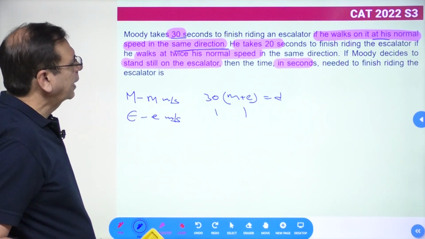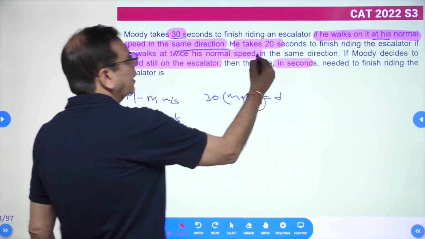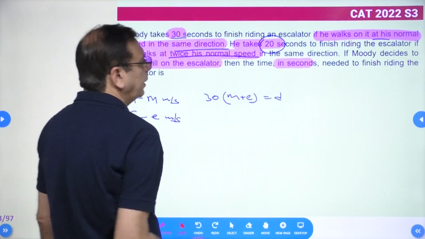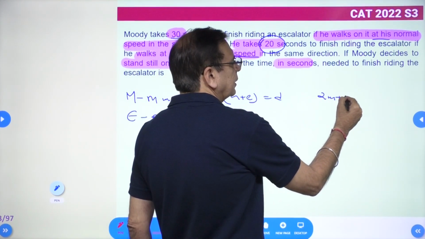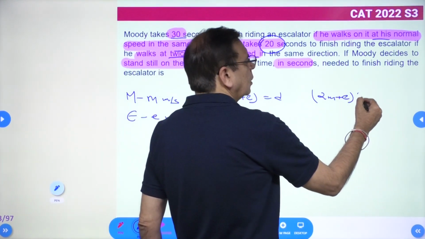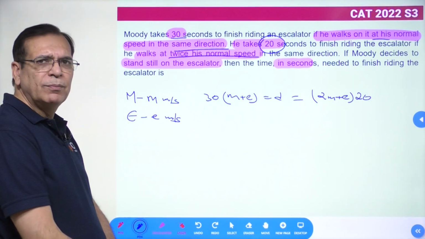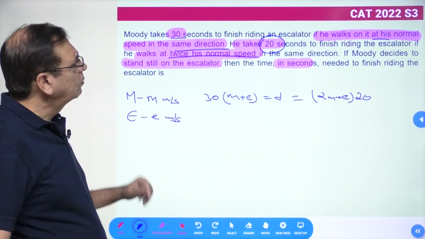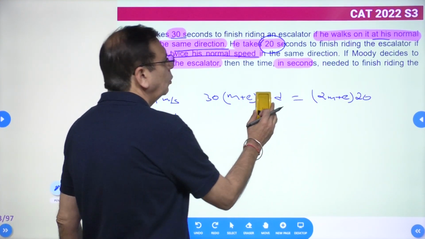Okay. अब second condition में क्या बोला जाता है हमें? He takes 20 seconds to finish riding the escalator if he walks at twice his normal speed. अगर उसकी normal speed m है तो अब 2m होगी. Escalator is same as e only, and now he is covering the distance in 20 seconds. This has to be the same. After all, the length of the escalator is not changing. So we can clearly say 30 into m plus e is equal to 2m plus e into 20.